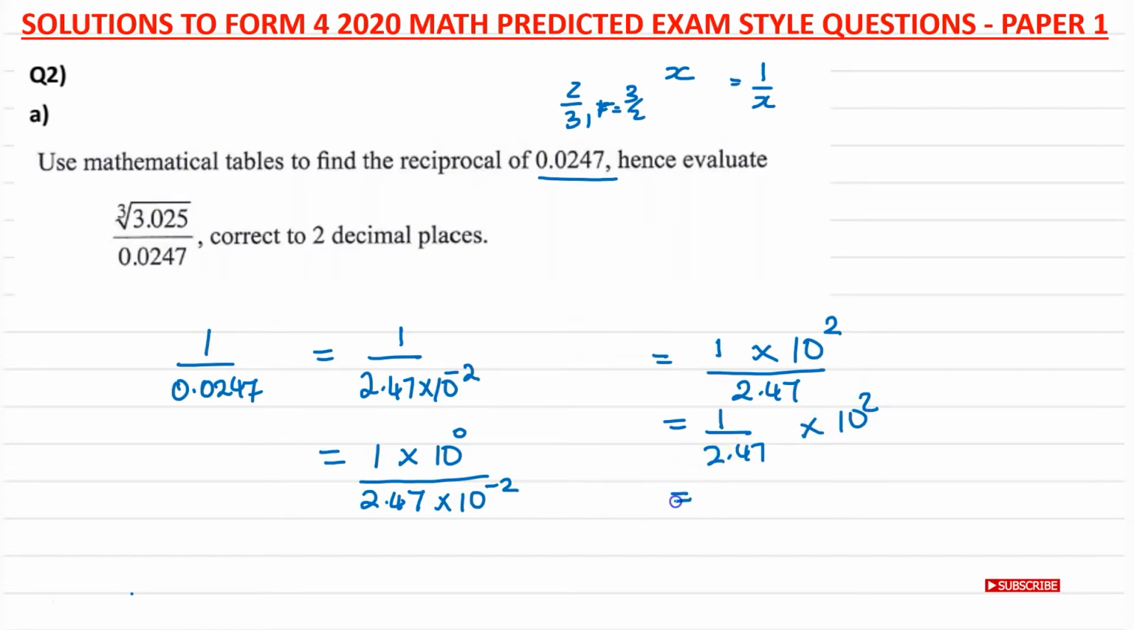If you go ahead and look at your tables for the reciprocal of 2.47, this will give you 0.4049, and then we multiply by 10 to the power 2, you know it's just 100. So the final answer is 40.49. So that is this part here completed.